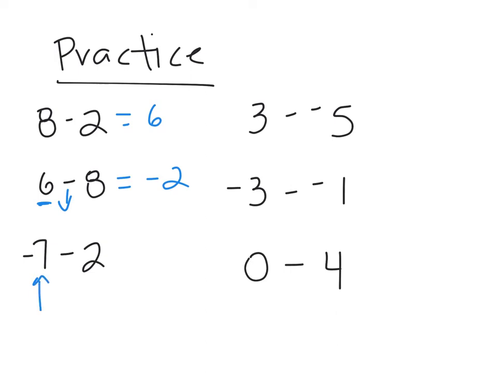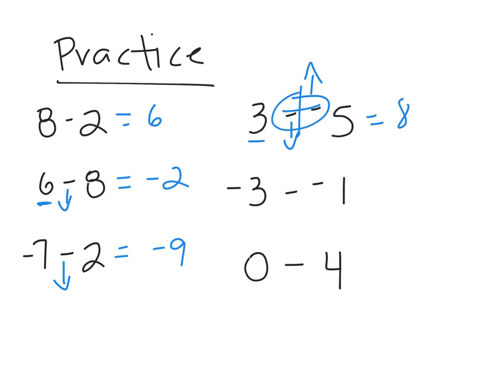Here we are at negative 7. This tells you, actually I'm going to erase this so you don't think we're going up. This tells you that we are going down 2. Negative 7 down 2 ends up at negative 9. Here we are at 3. We're going to go down, but in the opposite direction, which means we are actually going to add 3 plus 5, which is 8.